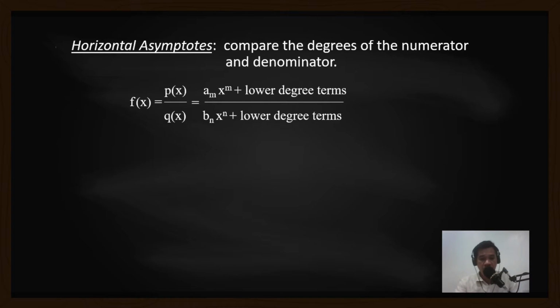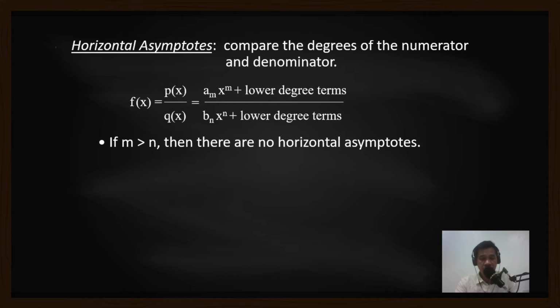The first one is if m is greater than n, then there is no horizontal asymptote. Ano ibig sabihin niyan? Pag yung exponent daw ng nasa numerator ay mas malaki kaysa sa denominator, ibig sabihin wala tayong horizontal asymptote. We are talking of the degree of exponent, yung may pinakamataas na exponent.